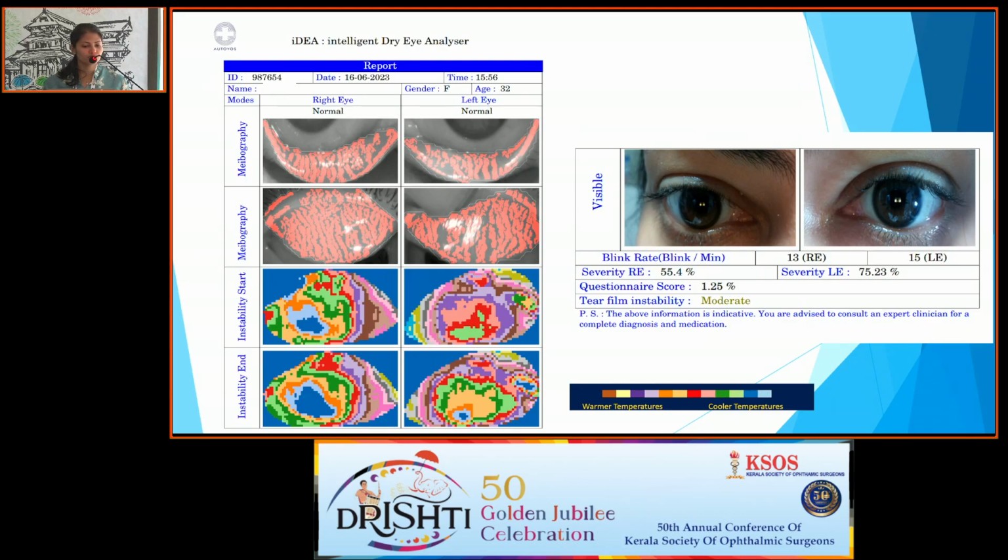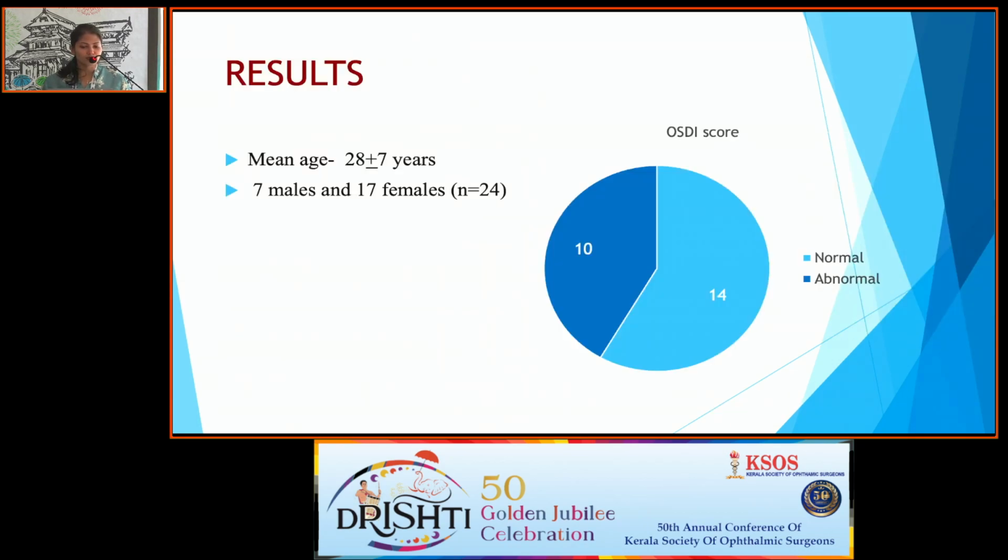So this is a report generated. The first two images are of the meibography, and the last two are of the ocular surface thermography changes. This machine gives a severity score, which is an analysis of the ocular surface temperature changes. As you can see, in the color code, the darker color signifies warmer temperature and the lighter colors, colder temperature.